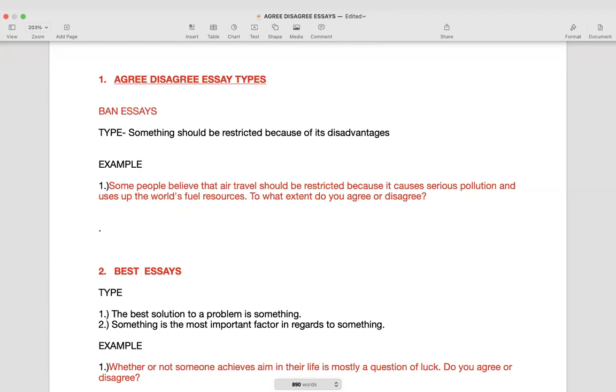Okay, so let's start. The first essay type that I want to cover is ban essays. This is the simplest essay. I always start with them in agree, disagree. So what is this essay type? They ask something should be restricted because of its disadvantages. For example, here they're saying some people believe that air travel should be restricted because it causes serious air pollution and uses up the world's fuel resources. To what extent do you agree or disagree?